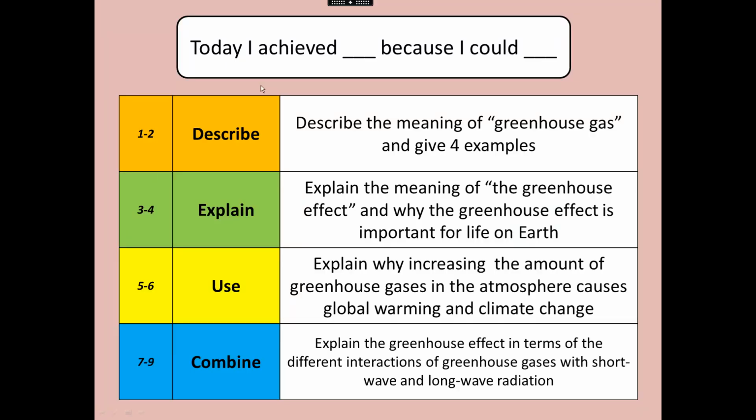Today I have achieved. Have you described keywords and facts, explained the main idea, used your understanding to explain a situation? Have you combined difficult ideas together? For example, I achieved explain because I can explain the meaning of the greenhouse effect and why it's important. Today I achieved use because I can explain why the increasing amount of greenhouse gases causes global warming. We'll look at climate change in more detail next lesson. I achieved combine because I can explain the greenhouse effect in terms of long wave and short wave radiation.